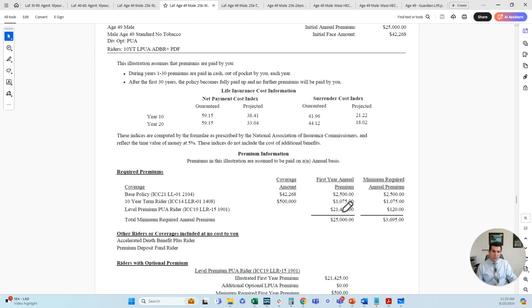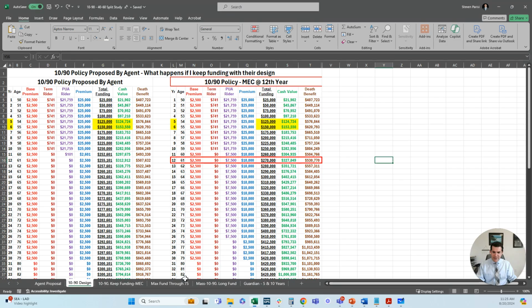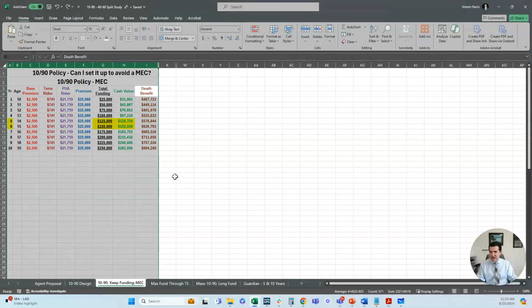But I tell you what, $300 more in a term insurance premium is a whole lot better than a base premium that's 4 times the original size. Like, come on, that's what's eating up your cash value. And then the rest goes into PUAs. Okay. Next thing. Does this MEC? That's what I want to look at here. The policy, as illustrated, is not a modified endowment contract. Sweet! Shall we look at a comparison? Yes. Let's take a look.